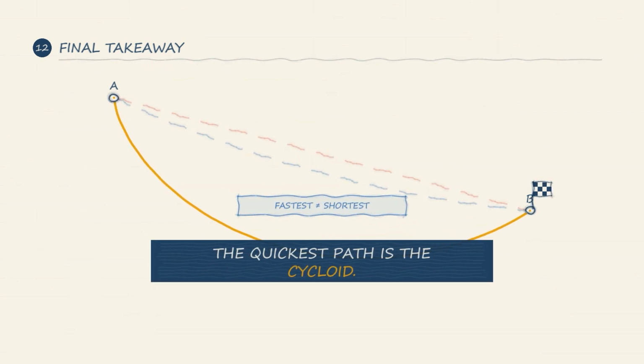Fastest does not mean shortest. It means gaining speed at the right time. Brachistochrone means the curve of shortest time.